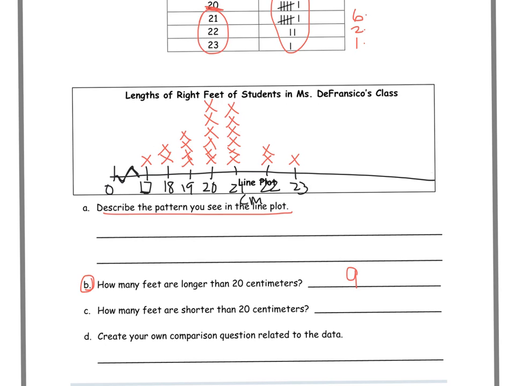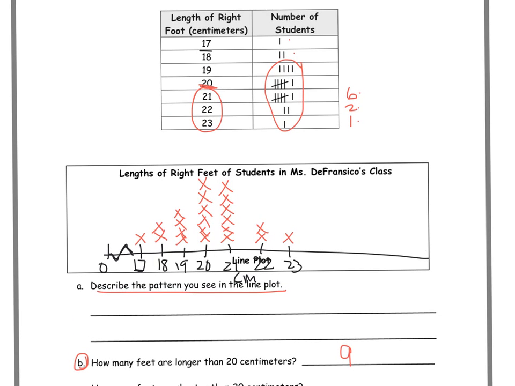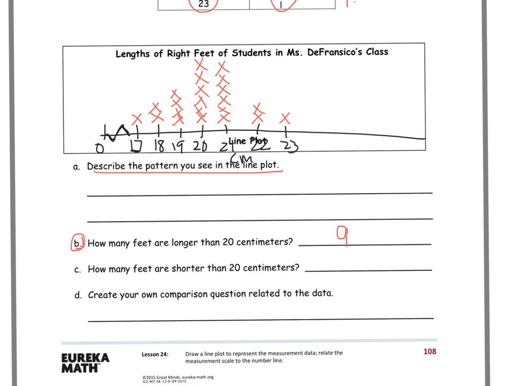Now it says, how many feet are shorter than 20? So again, shorter than 20, not 20 or shorter, shorter than. So I'm looking at these ones, just 19, 18, and 17. I have 1, 2, and 4. And I know 1 plus 2 is 3. 3 plus 4 is 7. So I'll go down and I'll plug it into my page.